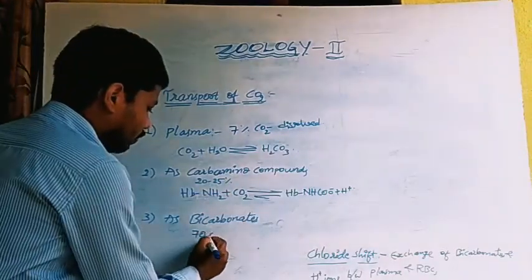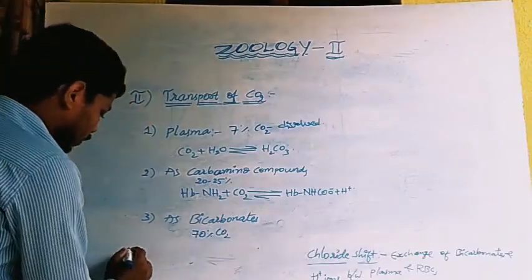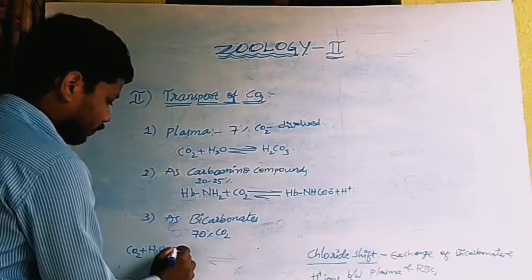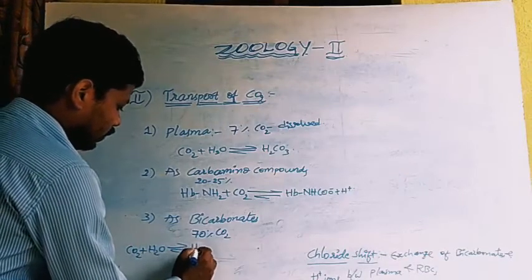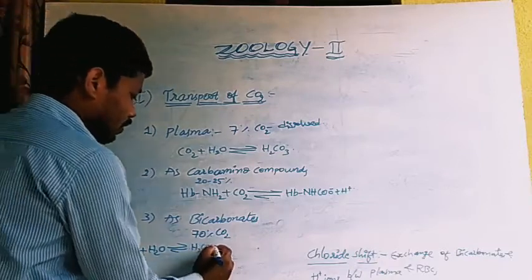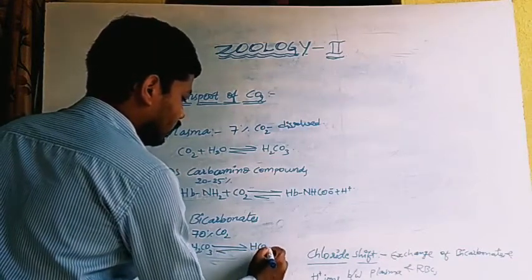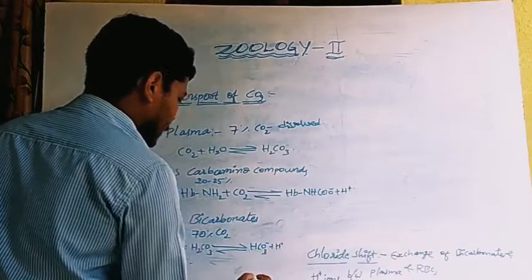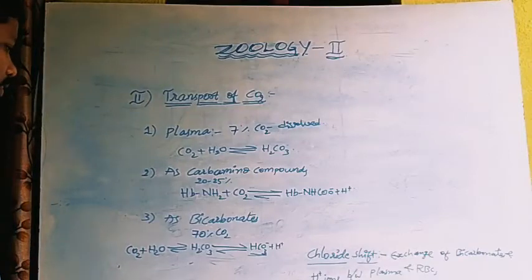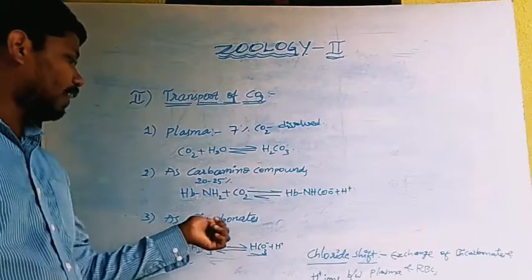Next, the percentage of carbon dioxide transported as bicarbonates. Here carbon dioxide combines with water molecules and forms H2CO3, carbonic acid. It then forms bicarbonate. About 70% of carbon dioxide is transported as bicarbonates.